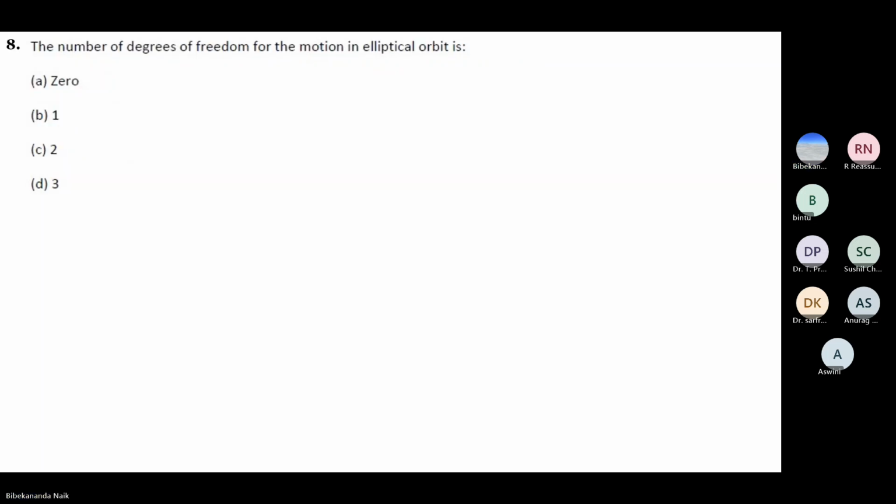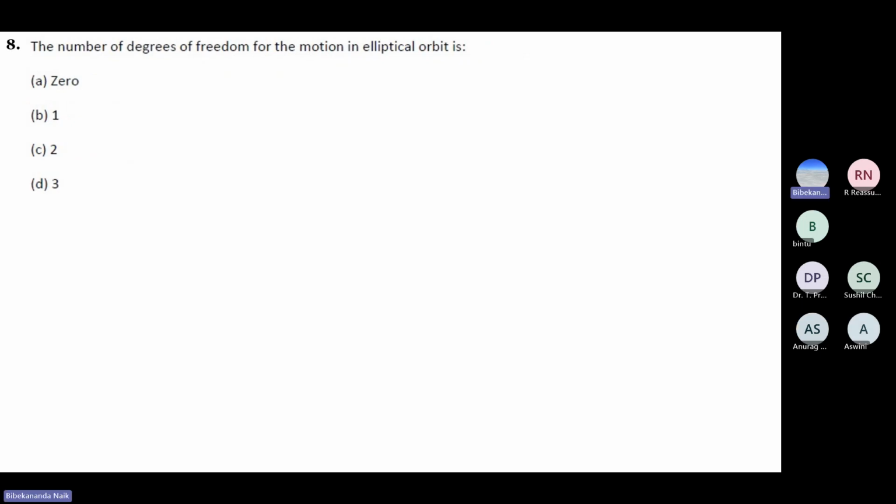Then question 8. The number of degrees of freedom for the motion in elliptical orbit is 0, 1, 2, or 3.